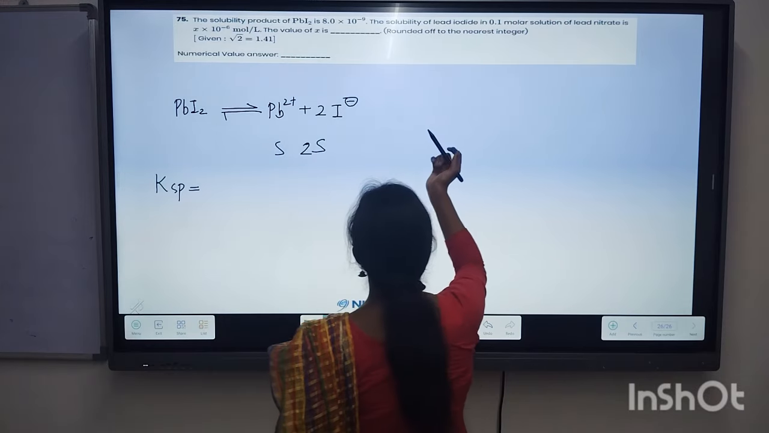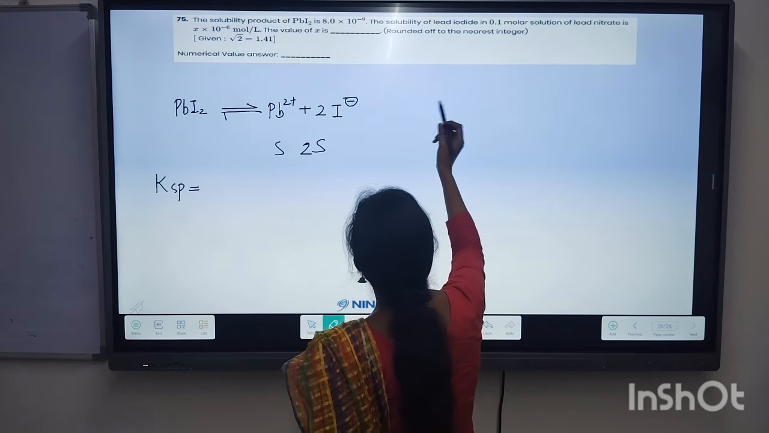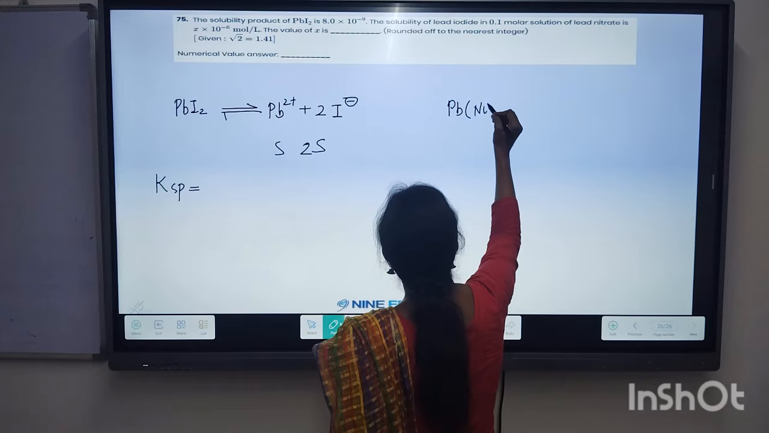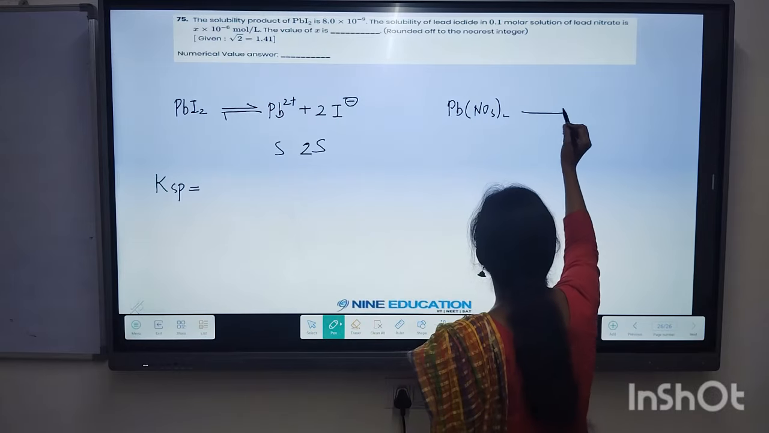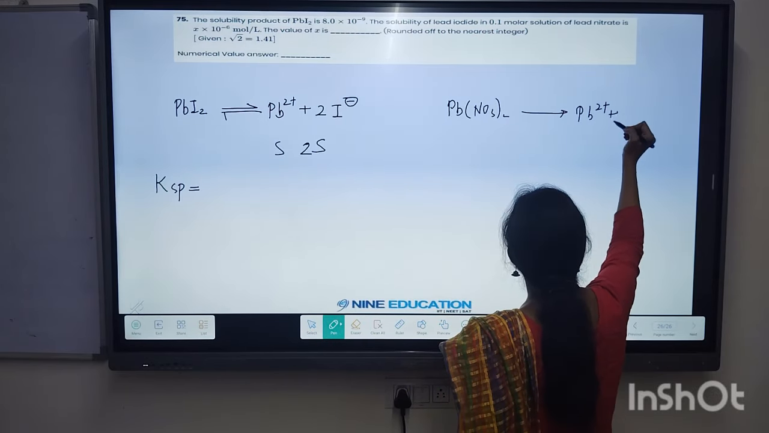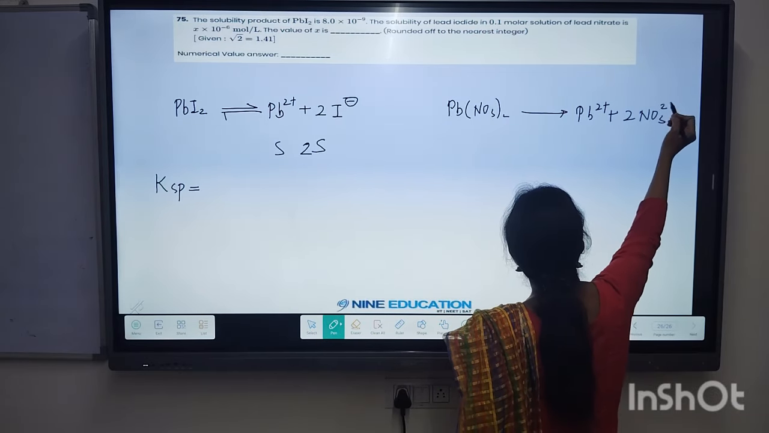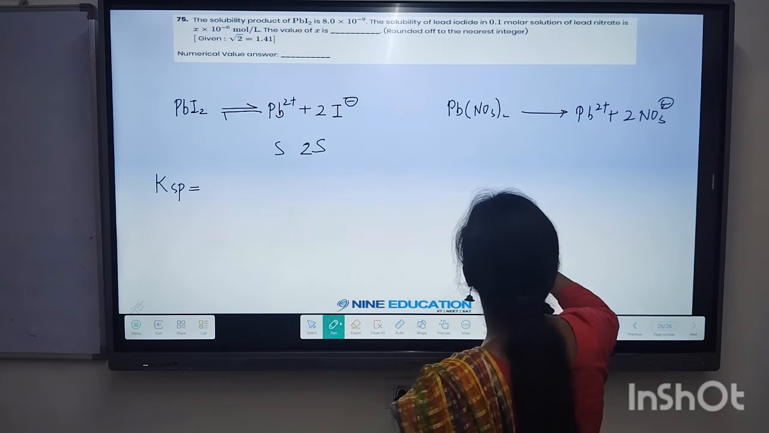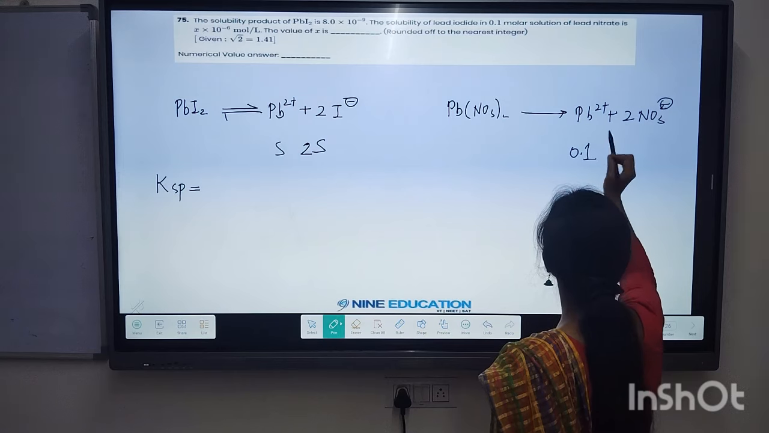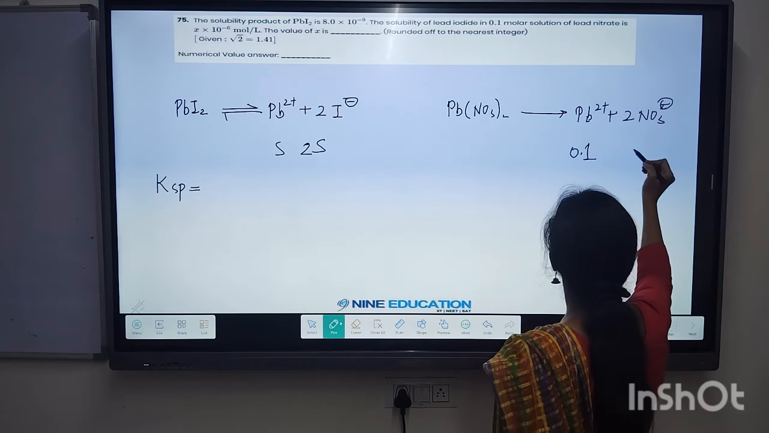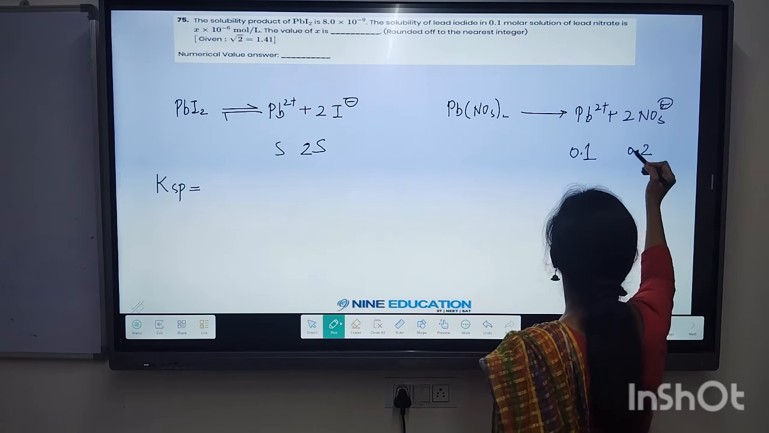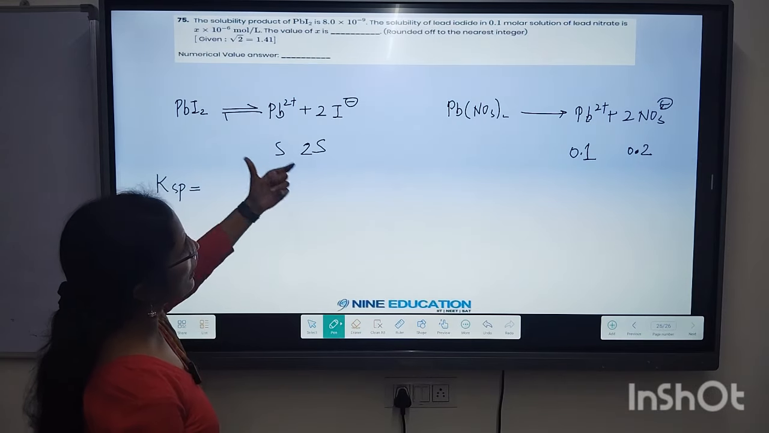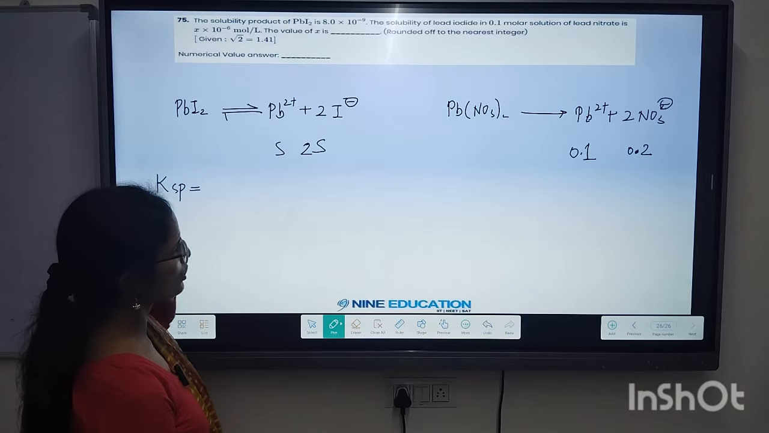Now we are keeping this lead iodide into lead nitrate solution. Lead nitrate means we'll be having Pb(NO3)2. It will be dissociating and giving us Pb2 positive and 2NO3 minus. What's the concentration? 0.1 molar of Pb(NO3)2. So it will be giving us 0.1 molar of Pb2 positive and 0.2 molar of NO3 minus.